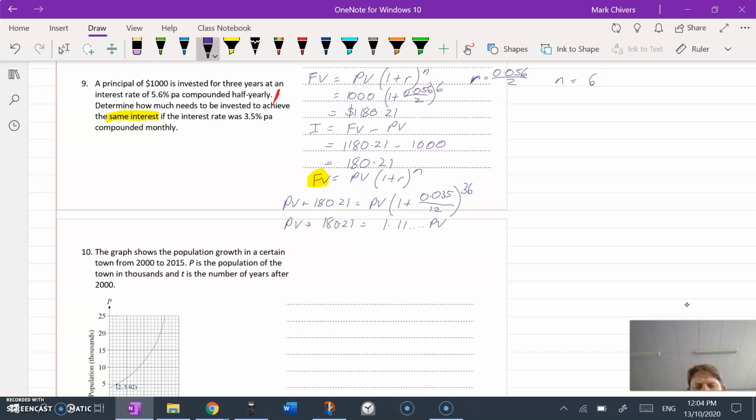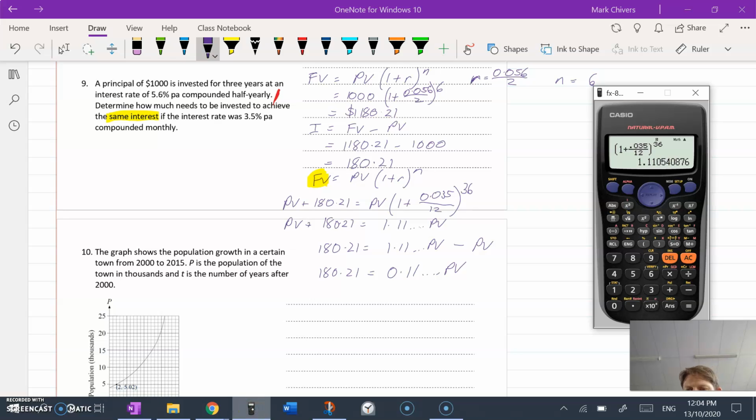So I need to get it in terms of present value equals. So if I take away the present value from both sides, I'm going to end up with $180.21 equals 1.11 whatever lots of the present value take away the present value. So 1.11 lots of the present value take away 1 lot of the present value is just going to leave me with 0.11 lots of the present value.